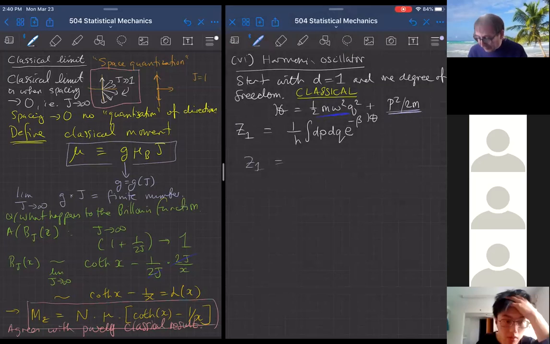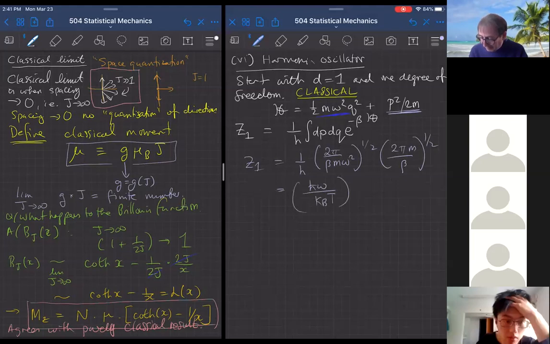What we get when we do that is that Z1 is equal to 1 over Planck's constant times 2 pi over beta m omega squared to the 1/2, times 2 pi m over beta to the 1/2 for the other one, and that then just gives us h bar omega over kBT inverse. So that's the partition function for one oscillator.